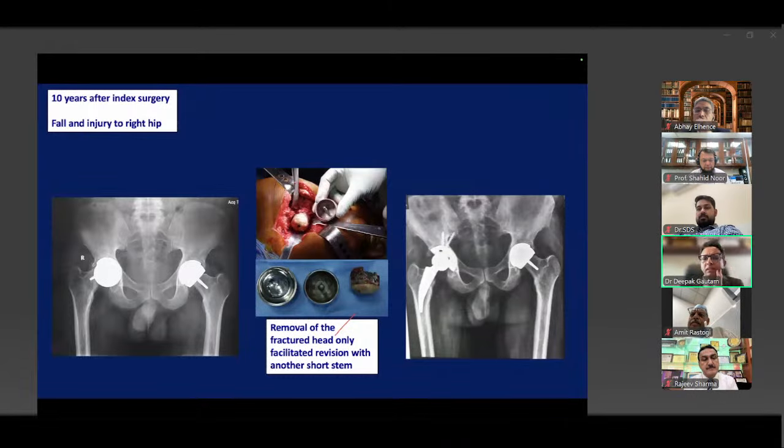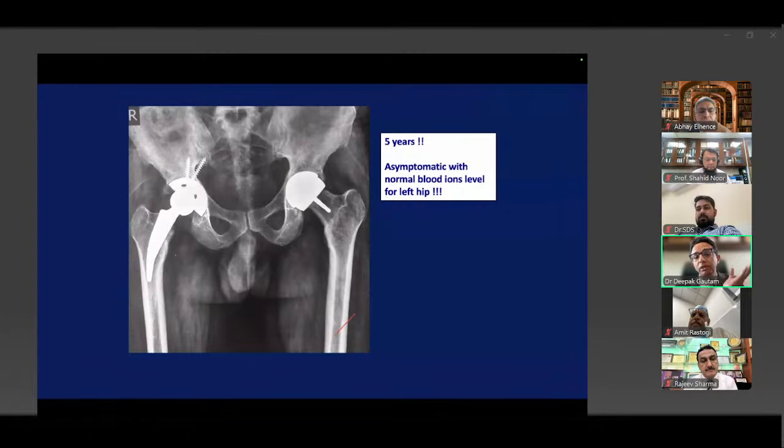Coming to bone conservation. See a patient ten years down the line who had a trauma, a fracture, and neck failure. It could have been revised with again a short stem. That means the short stem was revised with just a short stem, for 5 years.